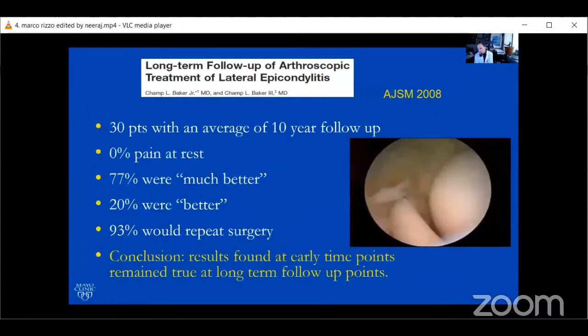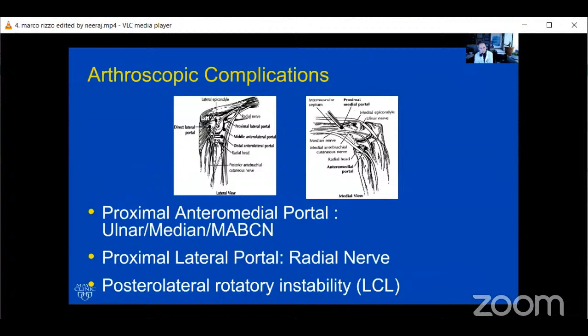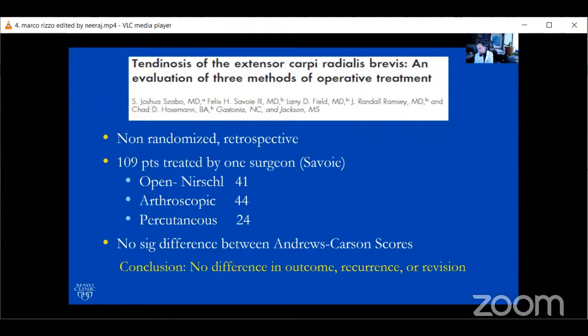Arthroscopic treatment was popularized, and Baker had a nice long-term 10-year follow-up study and demonstrated that results were really quite good. Most were much better. There are complications with arthroscopy as well, so it's important to respect that. Another study comparing the open, arthroscopic and percutaneous found, interestingly, no difference in outcome.